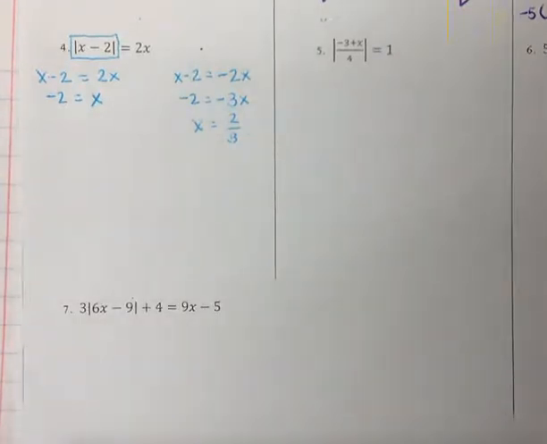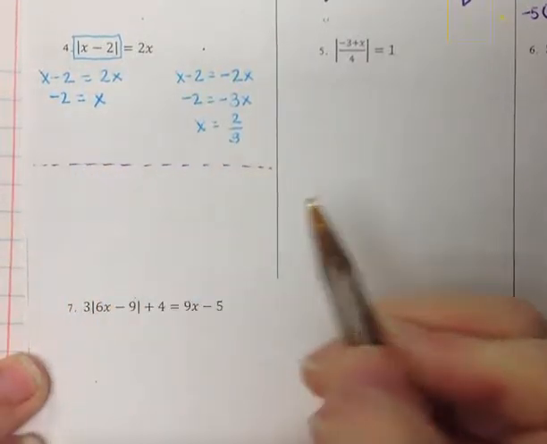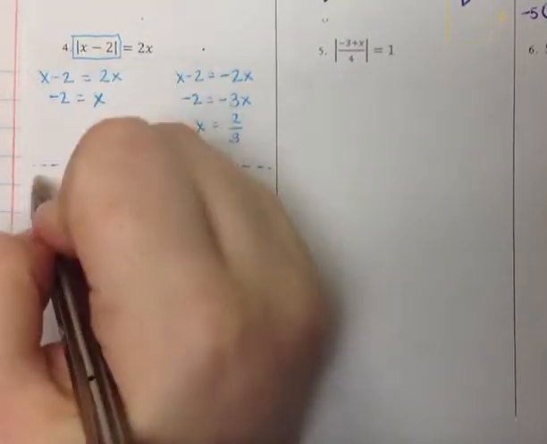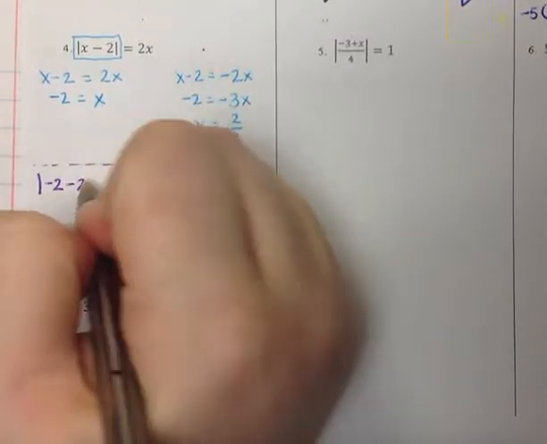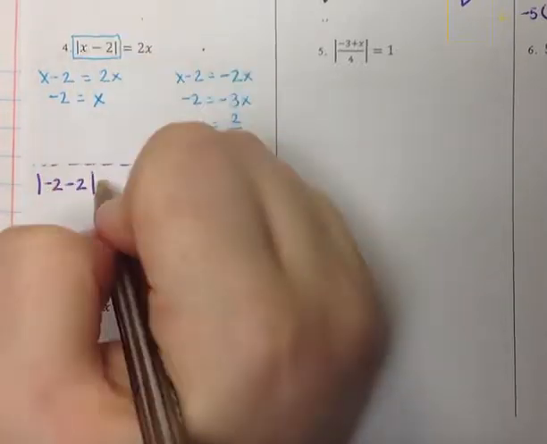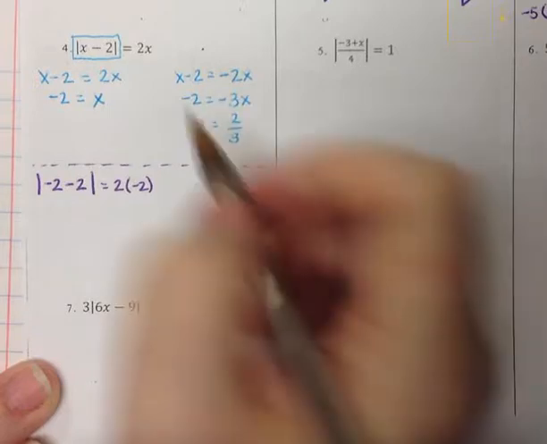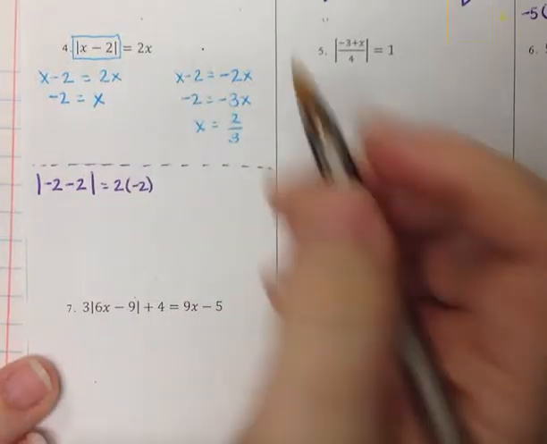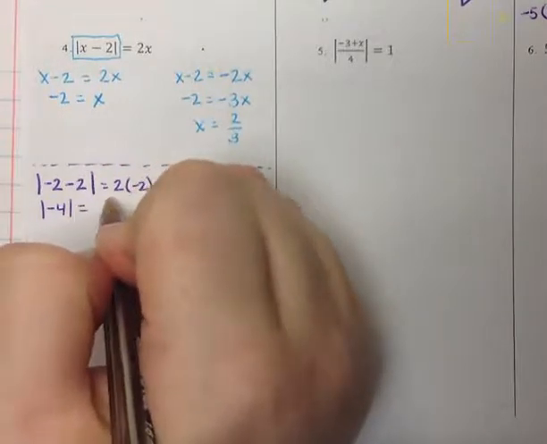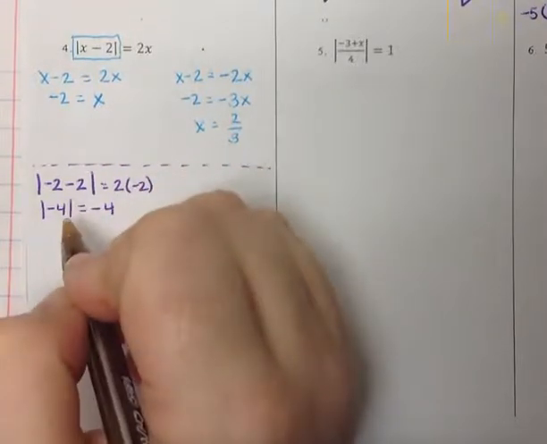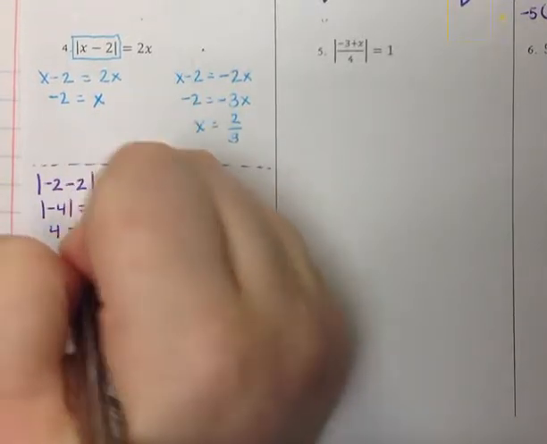So I'm going to draw my little line down here. We're going to check. So we have the absolute value of negative 2 minus 2, absolute value, because the x was negative 2, is equal to 2 times the negative 2. So we have to put that value inside everywhere we see an x. So we have the absolute value of negative 4 equals 2 times negative 2, which is negative 4. The absolute value of negative 4 is a positive 4.